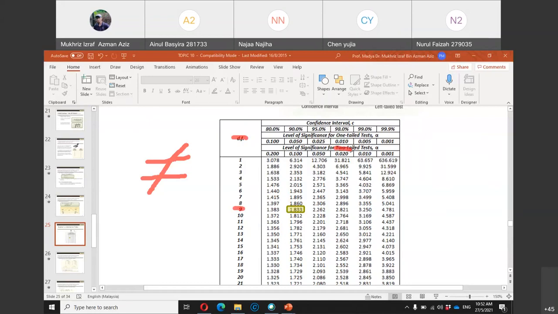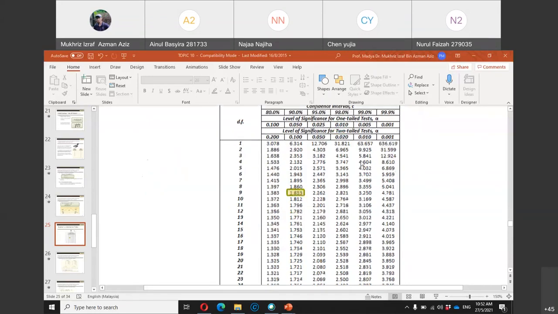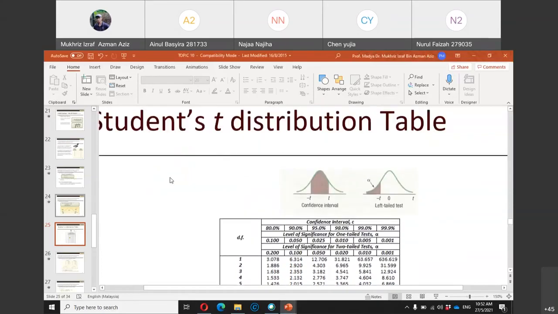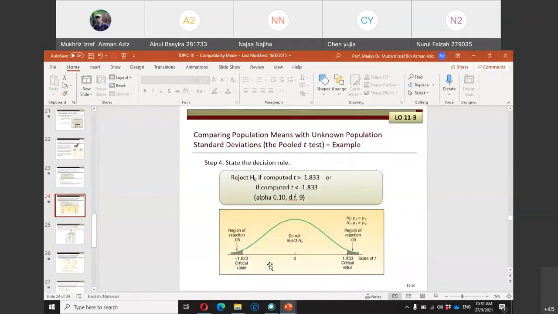So 9 degrees of freedom at 10% significance for a two-tailed test, it will be 1.833. Okay, so that's how you obtain this value of 1.833 on the left side and also on the right side of the distribution. Remember, whenever you are doing a two-tailed test, your critical value, your decision rule in step number 4, must also be followed by two different values, one positive and one negative: more than a positive value and less than a negative value of the same value.